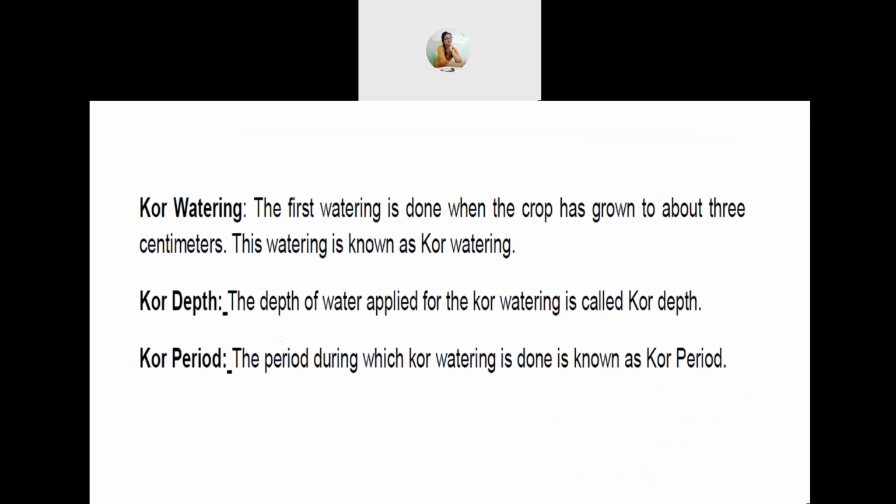So the next topic is core watering. What is core watering? The first watering, which is done when the crop has grown to about 3 centimeters, this type of watering is known as core watering. Next is core depth. The depth of water applied for the core watering is called core depth. Number 3 is core period. What is core period? The period during which core watering is done is known as core period.